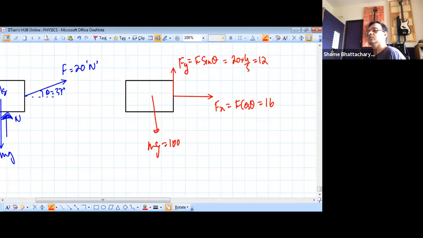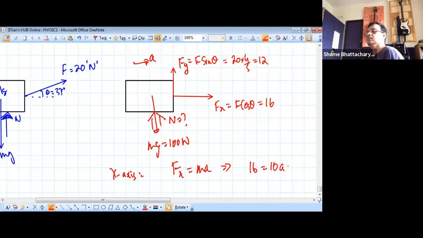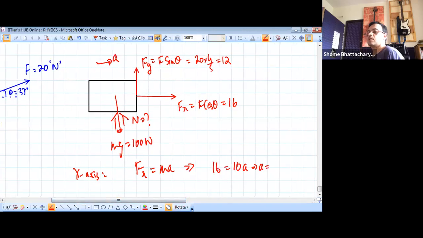mg is 100 newtons, and this normal reaction upward we want to calculate how much it is, but it's accelerating horizontally. So along the x-axis, what is happening? The x component is providing the linear acceleration of m. So again 16 is equal to 10 a. So a is equal to 1.6 meters per second square.